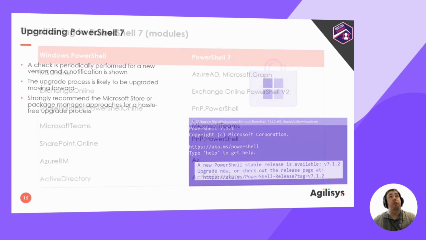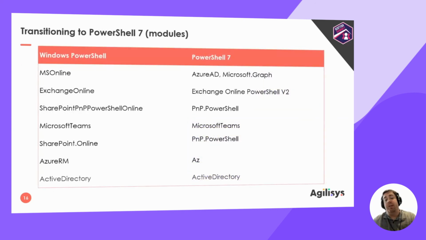The next one is an interesting one, and this is with the collaboration focus and what I do on a day-to-day basis. For me, what are some of the key modules that I've used, and what is their PowerShell 7 equivalent? What works for me? Maybe a couple of years ago, I was using MS Online, but now you can make use of Azure AD and Microsoft Graph.